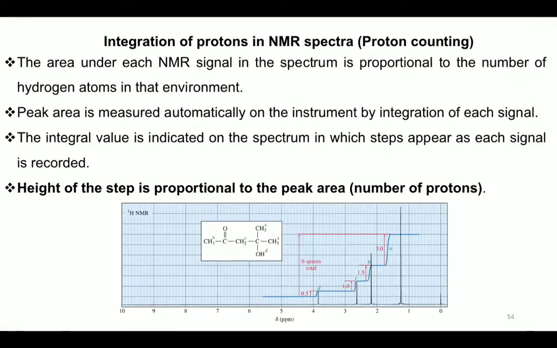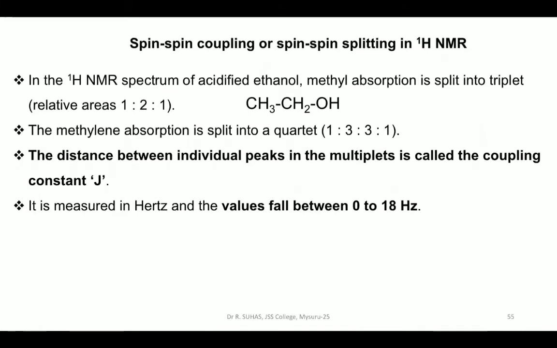Once we have understood proton counting, or integration of protons in NMR spectra, now we have to move to the important concept of NMR spectroscopy, that is spin-spin coupling or spin-spin splitting in 1H NMR. Before we go for this, we have to consider a basic molecule, that is ethanol. Ethanol is CH3, CH2, OH. When ethanol was taken and the NMR spectrum run, it showed 2 kinds of peaks. This methyl group showed a triplet with relative areas of 1:2:1, whereas this methylene group showed a quartet with relative areas of 1:3:3:1.